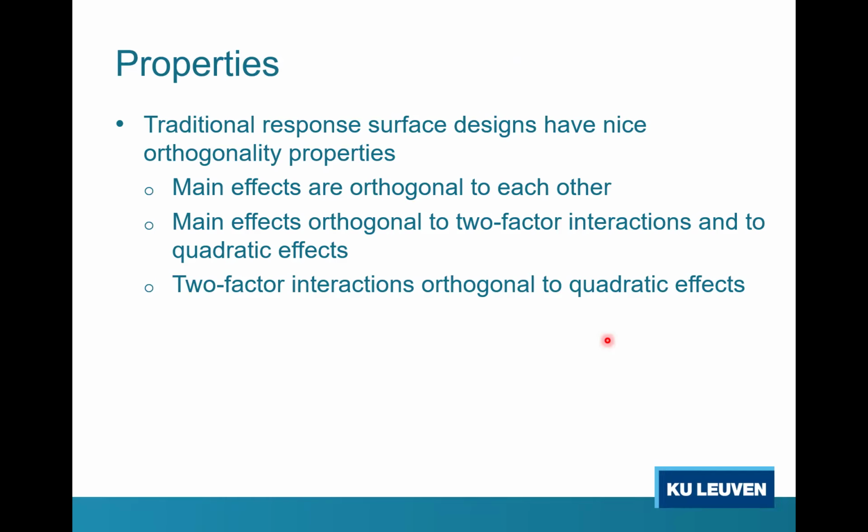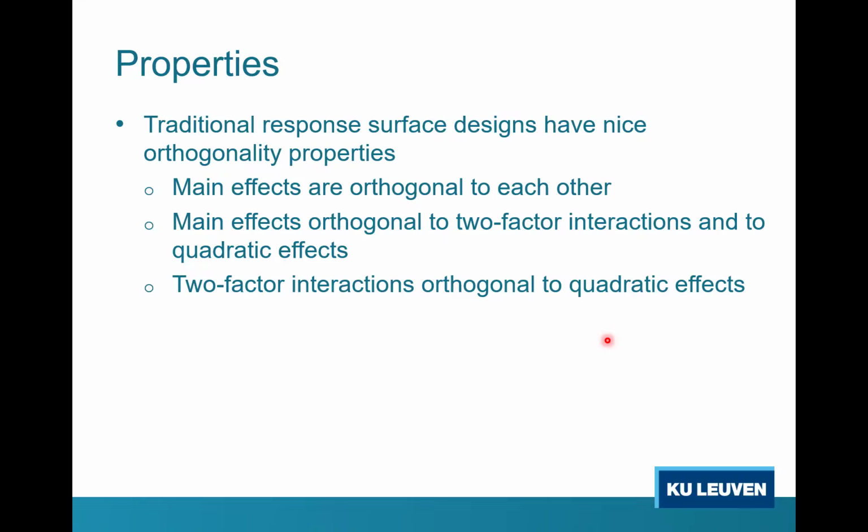This slide summarizes all of that. Traditional response surface designs have great orthogonality properties. So the main effects are uncorrelated from each other. The X's are uncorrelated from each other. We say in the jargon that the design is orthogonal for the main effects. Also, the main effects are orthogonal to the second order effects, to the two-factor interactions and to the quadratic effects.